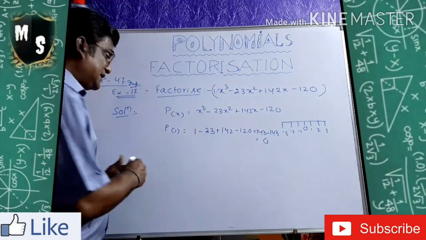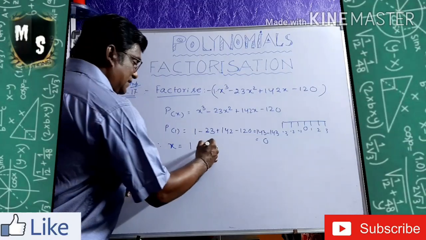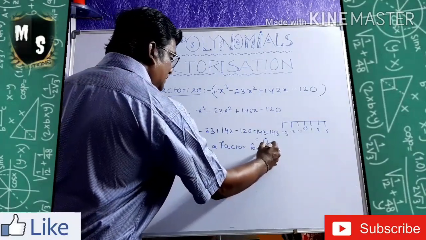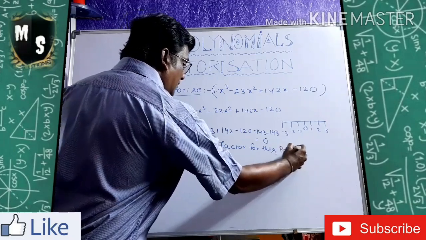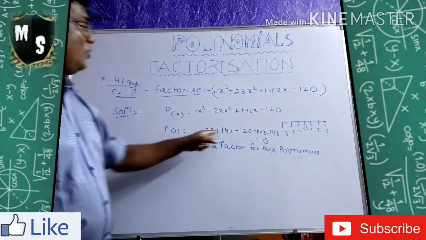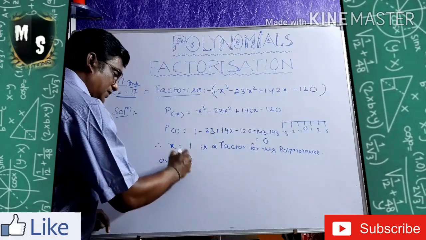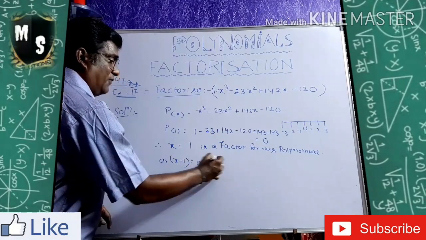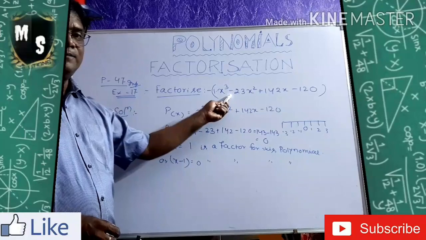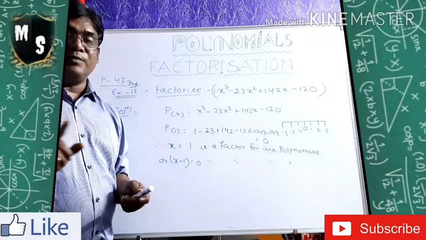So x is equal to 1 is a factor for this polynomial. Like this you have to write. Because at the value of 1, the whole polynomial value becomes 0. So x equal to 1, or you can write x minus 1 equal to 0, is a factor of this polynomial. That means when this polynomial is divided by x minus 1, definitely it will be divisible and it will give you remainder 0.